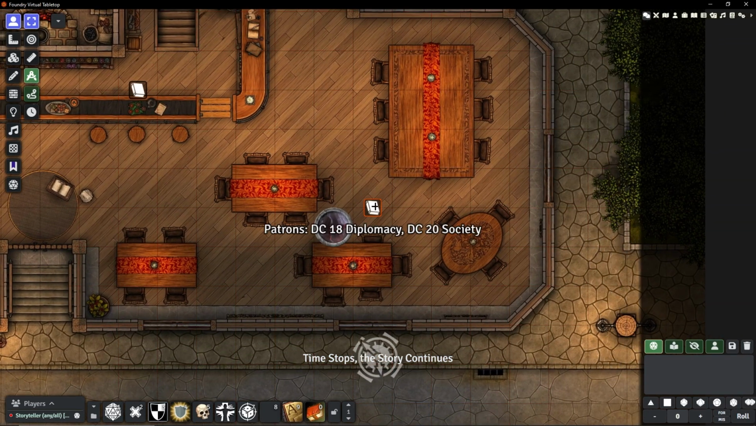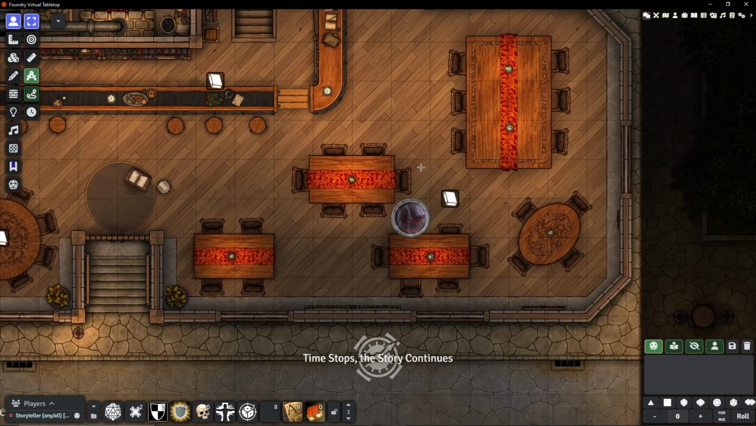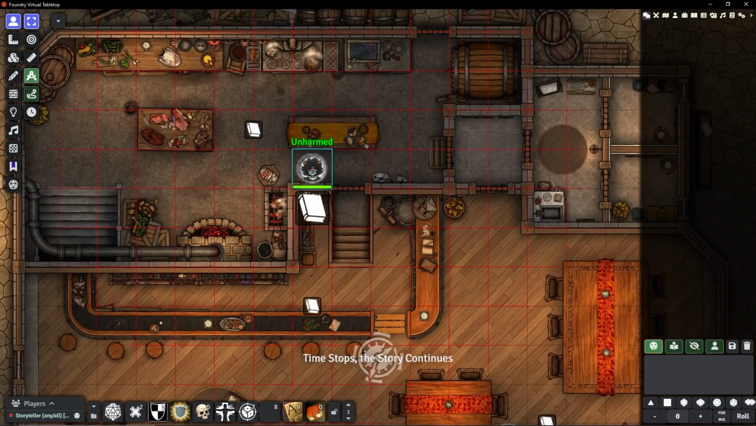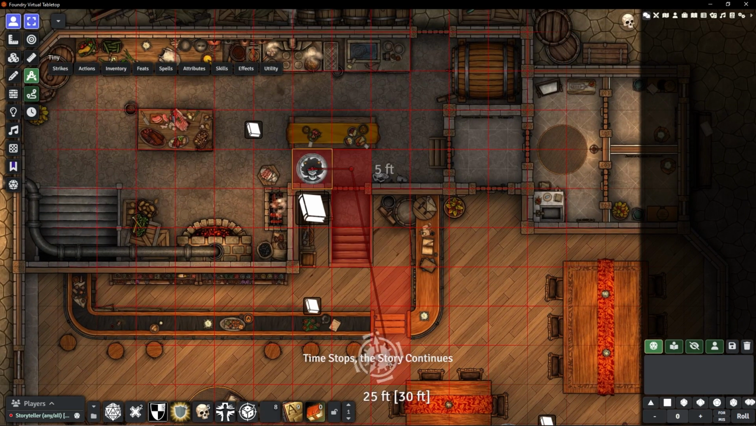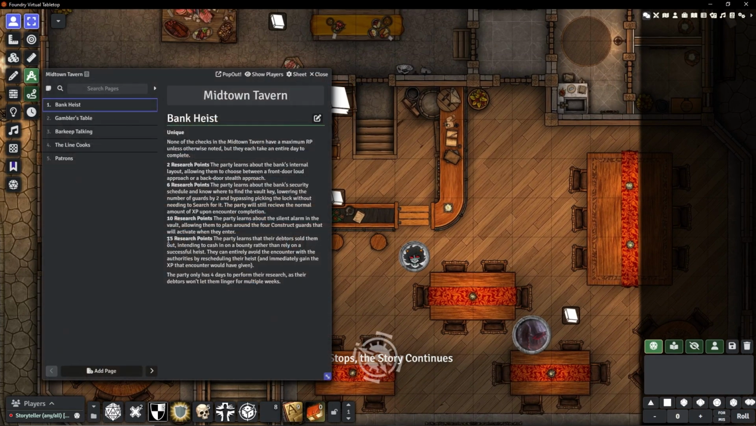Meanwhile, Arak is going to speak with some patrons and is going to be unsuccessful. But with Tiny's success and their prior successes, they're actually going to pass the 15 research point threshold, which is the final threshold for this library, learning that their debtors sold them out, intending to cash in on a bounty rather than rely on a successful heist.